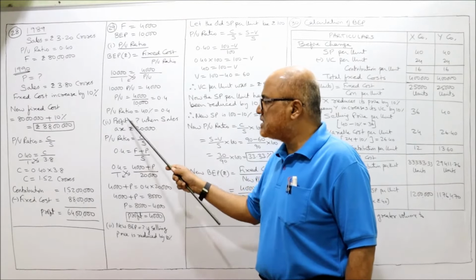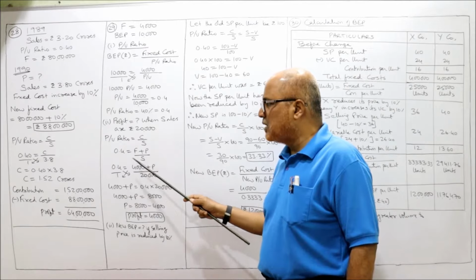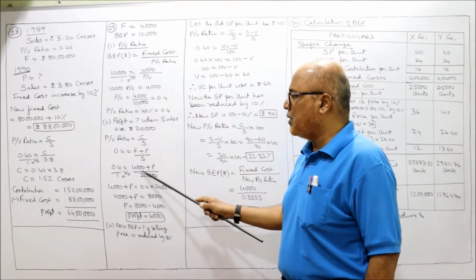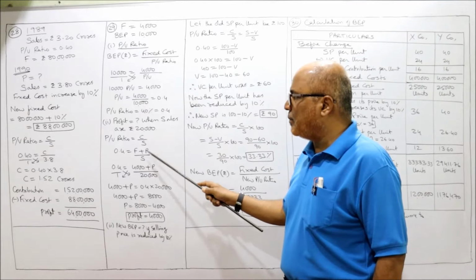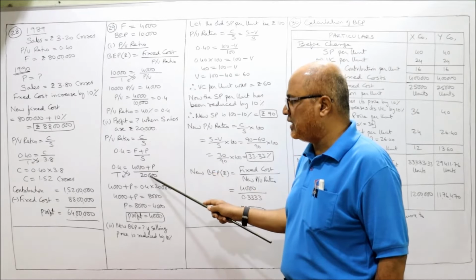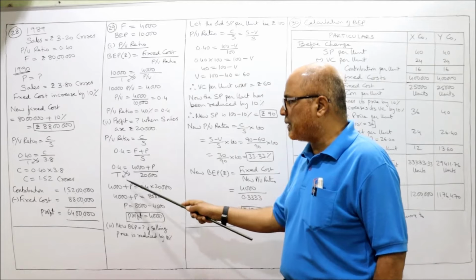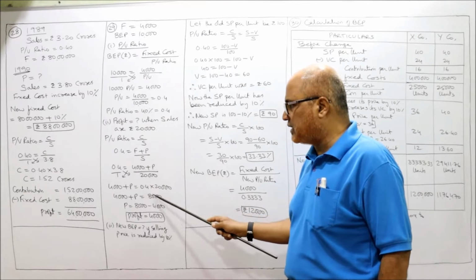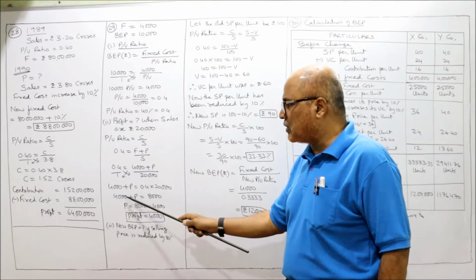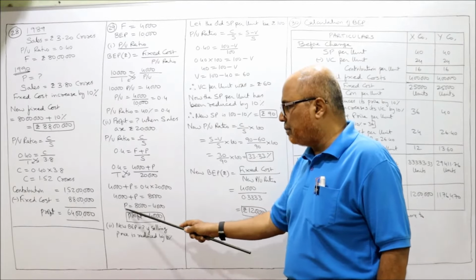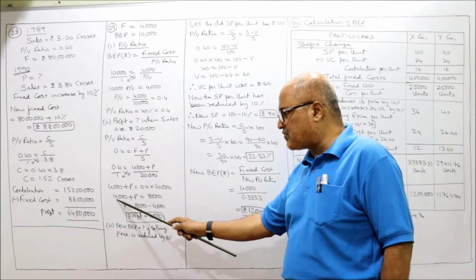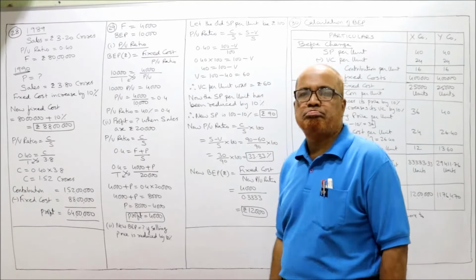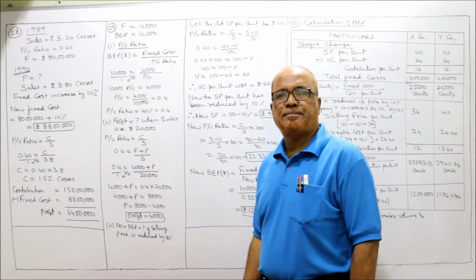We need profit, that is why I am using F plus P by S. So 0.4 is equal to fixed cost, which is 4,000, plus profit, which we have to find out, divided by sales. Here sales are 20,000. Now cross multiply. 4,000 plus P is equal to 0.4 into 20,000, which is 8,000. So P is equal to 8,000, and this plus 4,000 becomes minus 4,000. The profit is 4,000. Second question completed.